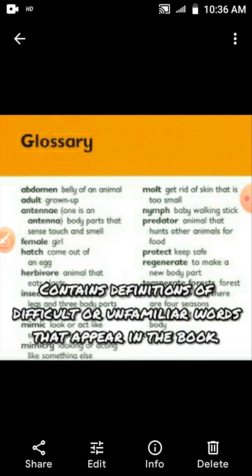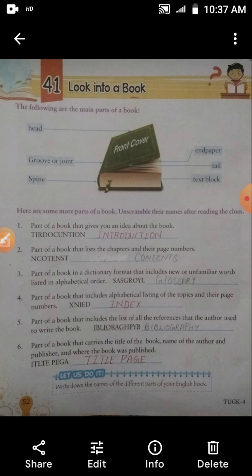Okay, so now we can do the exercise. So again you come to page number 52. So let's start. Here are some more parts of a book. Unscramble their names after reading the clues. Here some parts of books are given in unscrambled words, so you have to arrange and write them correctly.